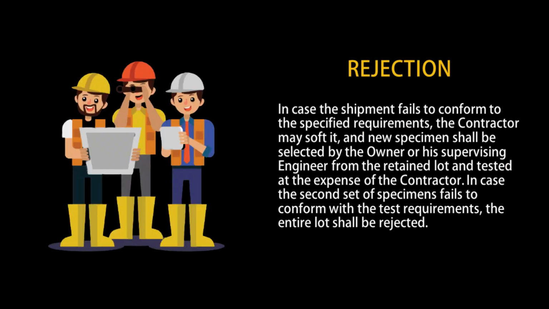Rejection. In case a shipment fails to conform with the specified requirements, the contractor may sort it and new specimens shall be selected by the owner or his supervising engineer from the retained lot and tested at the expense of the contractor. In case the second set of specimens fails to conform with the test requirements, the entire lot shall be rejected.